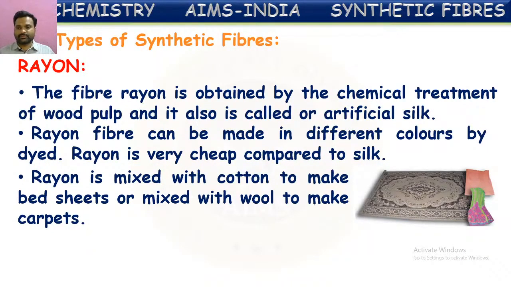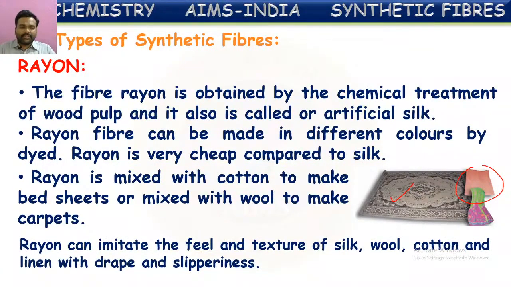So here we can see some carpets and bed sheets. This carpet is actually made of wool mixed with rayon. These bed sheets are made with cotton to give smoothness. This cotton is mixed with rayon. Rayon can imitate the feel and texture of silk, wool, cotton, linen, the drape and slipperiness. So it can replace many of the naturally occurring fibers like silk, wool, cotton because of its smooth and slippery nature. And this smooth texture is replacing all these naturally occurring fibers.